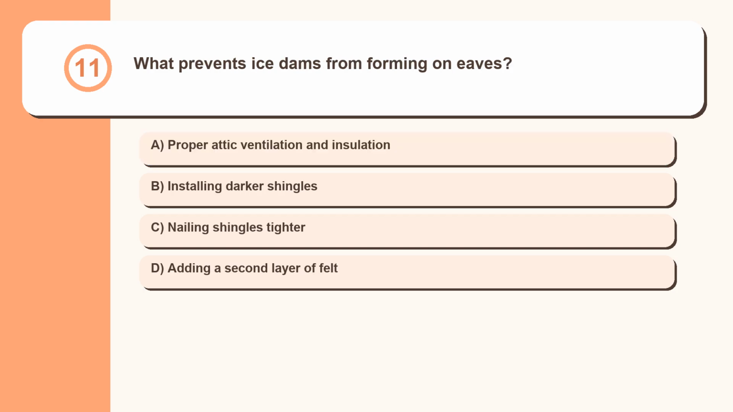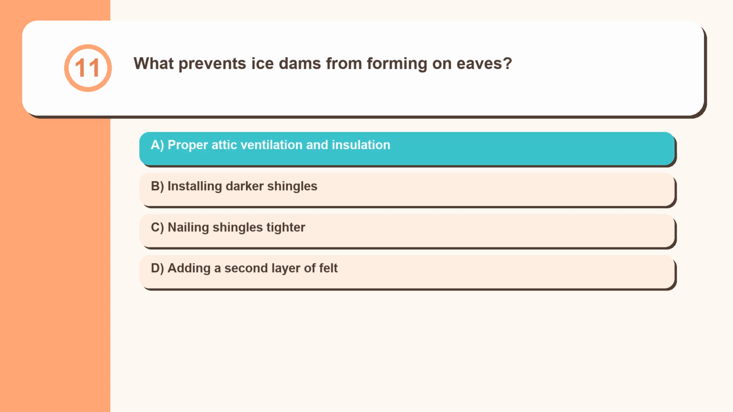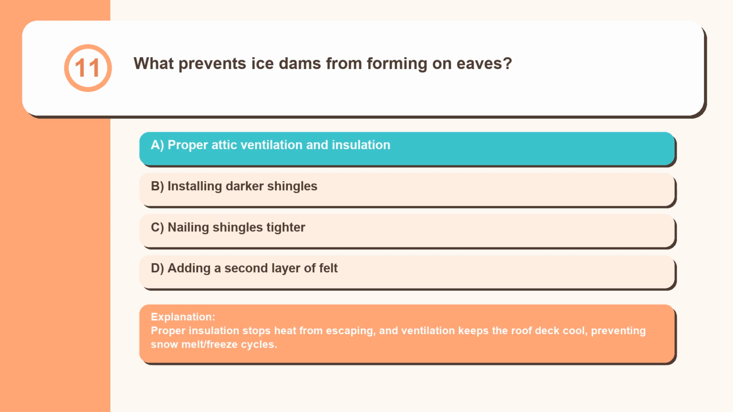Question 11. What prevents ice dams from forming on eaves? Proper attic ventilation and insulation, installing darker shingles, nailing shingles tighter, adding a second layer of felt. Proper insulation stops heat from escaping, and ventilation keeps the roof deck cool, preventing snow melt/freeze cycles.